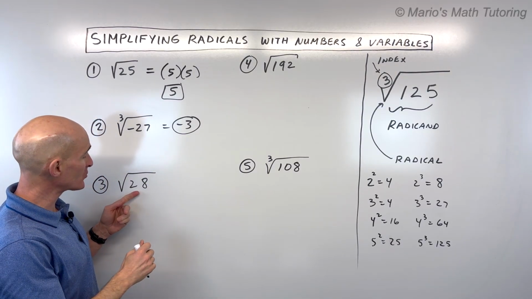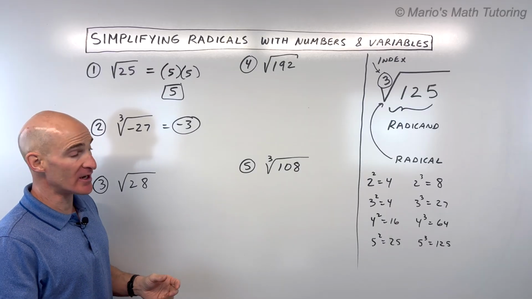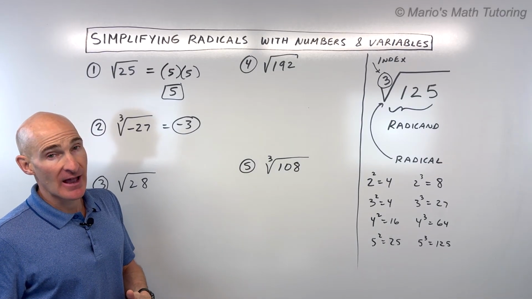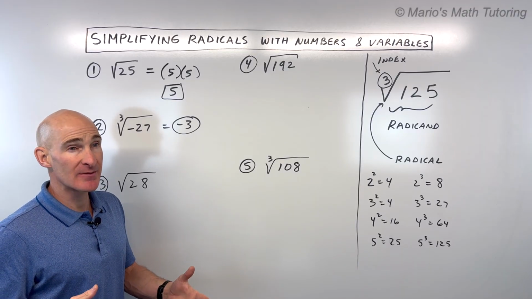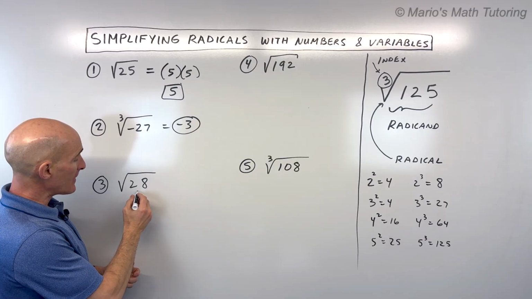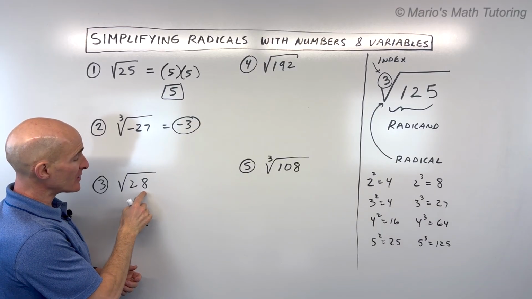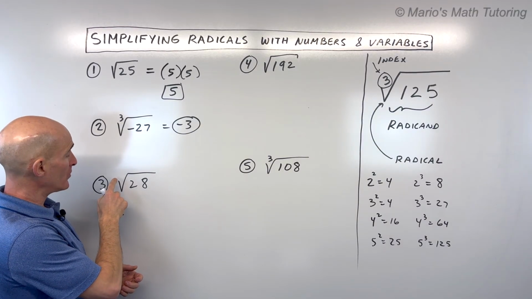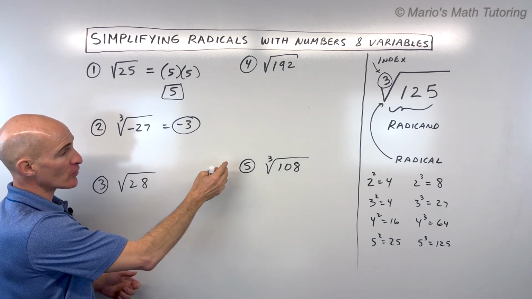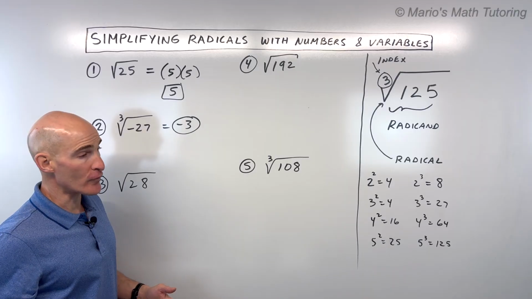Now for number 3, the square root of 28. This one's not so simple because what number times itself is 28? Well, 5 times 5 is 25, that's close. 6 times 6 is 36, that's too much. So in this case, what we do is we try to think about whether there are perfect squares that go into 28. Now, when there's not an index here, this is understood to be a 2. Otherwise, they'll write whether it's 3 for cube root or 4 for fourth root.